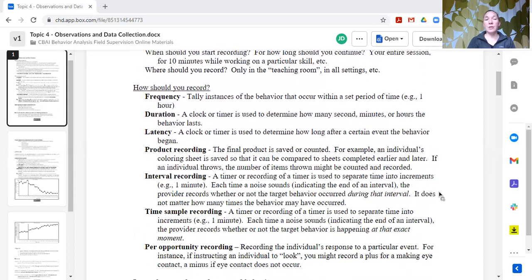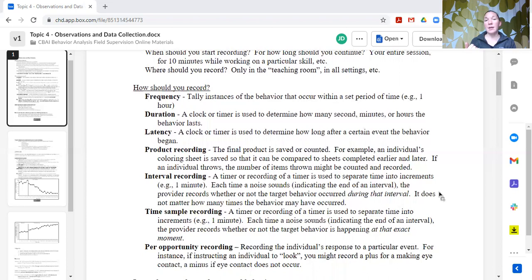So how do we actually take data? Well, we talked about the quantitative measures of behaviors. So let's talk about how we might take data on those. For frequency, you're probably just going to tally. You can do tally marks. You can use a golf counter to click and count those. Each click, each tally is one occurrence of the behavior. For duration, you're probably using a clock or a timer, maybe a stopwatch that has seconds, minutes, and hours in order to accurately measure the duration of the behavior.